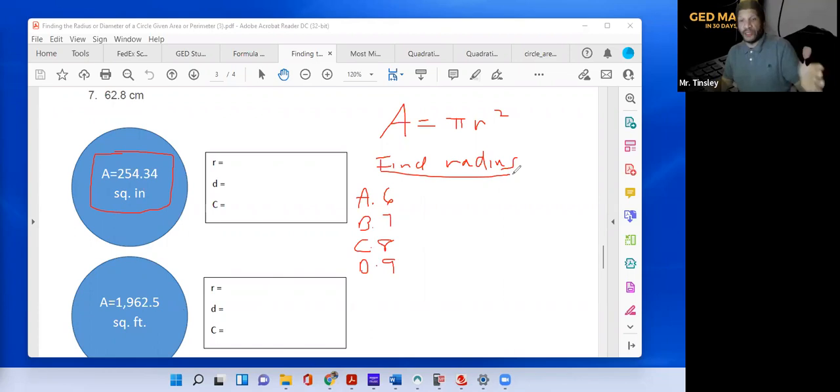I'm going to give you 2 minutes. I want to see if, when you've been joining me for GED Math Mondays, there's another strategy you can use without doing all the algebraic work. So the area of a circle is 254.34 square inches. What's the radius? Is it 6, 7, 8, or 9? I'm going to give you 2 minutes just to see what you get. If you don't know it, that's fine. I want to see if you can still work the problem.